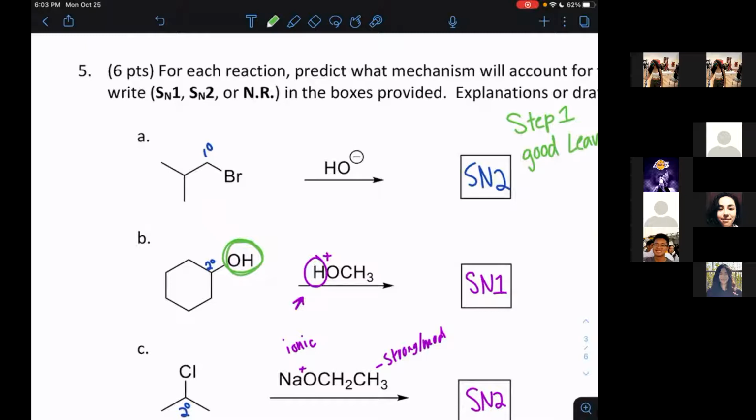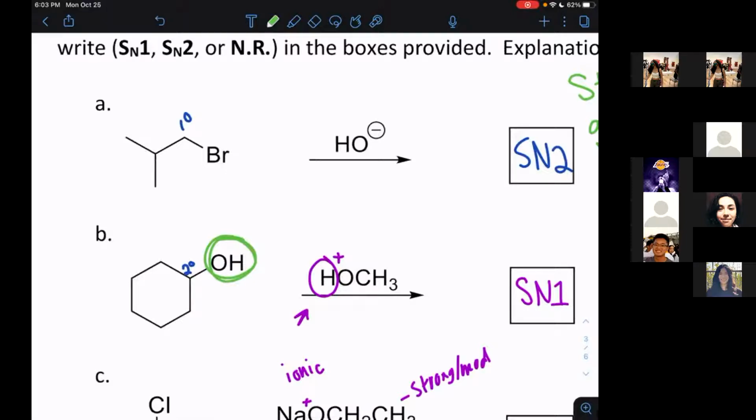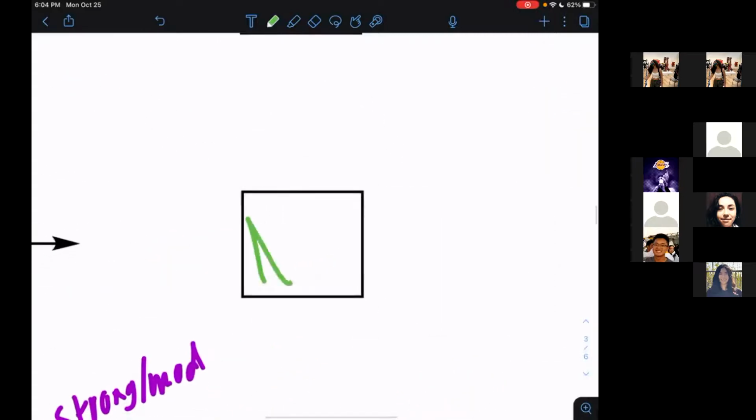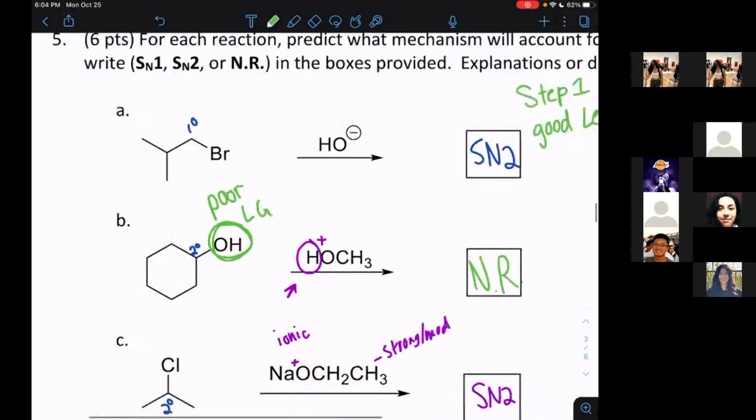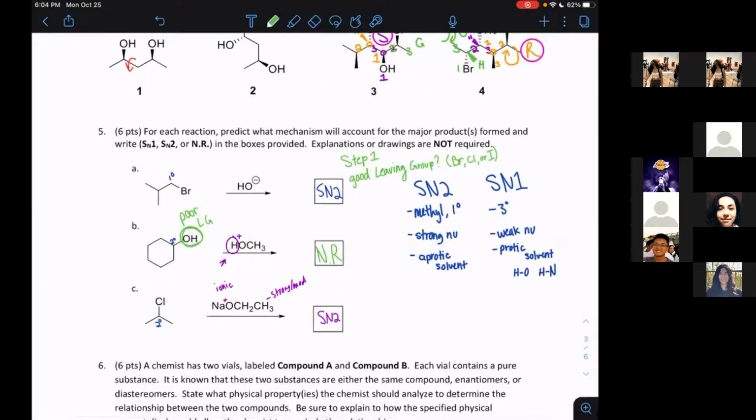Oh, that is true. Wait, it's still no reaction. I just wanted to say, like she says, OH can turn into H2O and become a good leaving group, but you would need a strong acid for that, and that's not present. You would have to change OH to H2O with a strong acid first. Okay, true. That one does not occur because it's a poor leaving group.